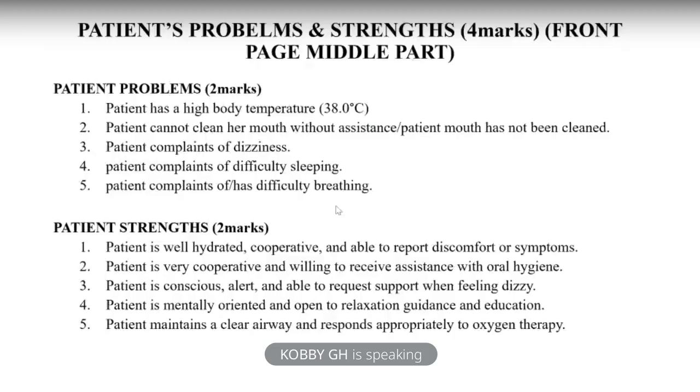Now let's go to different sets of problems. One of you should read. You mention the problem, you tell us the corresponding strengths. These are also different sets of problems. Yes. Let's do it quickly. Then I can take you through the case study, then the practical. Patient has a high body temperature, it's 38 degrees Celsius. Patient strength. Patient is well hydrated, cooperative, and able to report discomfort or symptoms. Okay.